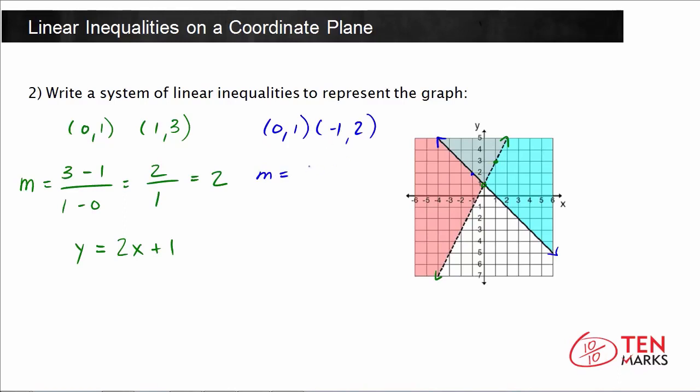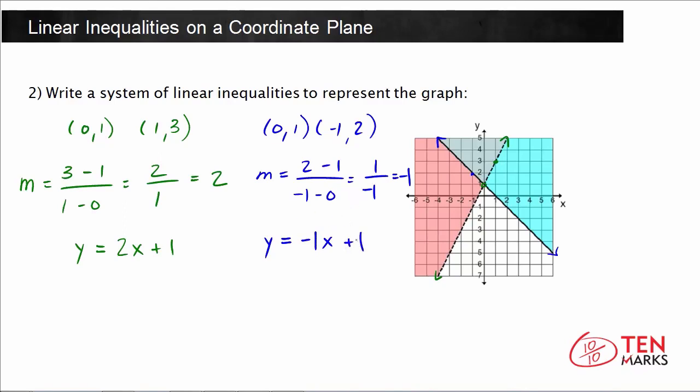Find the difference in y, 2 minus 1, and put that over the difference in x, negative 1 minus 0. So 2 minus 1 is 1 over negative 1. That means we have a slope of negative 1, and it crosses the y-axis at 0, 1, which means you have the boundary line y equals negative 1x plus 1.